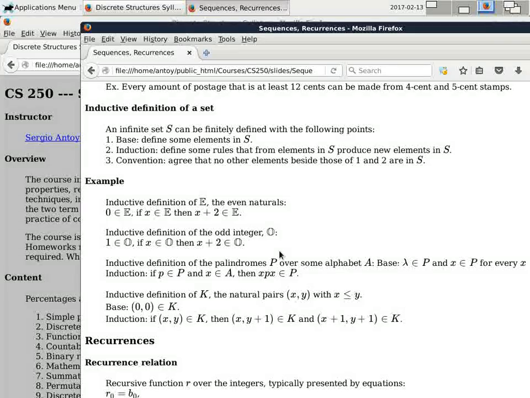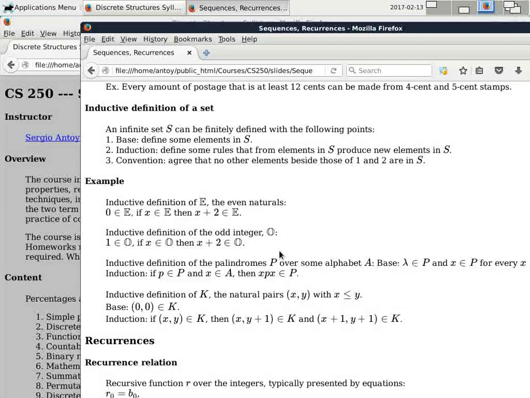I wrote it in this way. A is my alphabet, and so lambda, the empty string, is in S. Let me write it better here. So A is my alphabet. I said the lambda is in S, the empty string. Why? Because the length of this string is even. 0 is an even number, right? Now, this is the base.